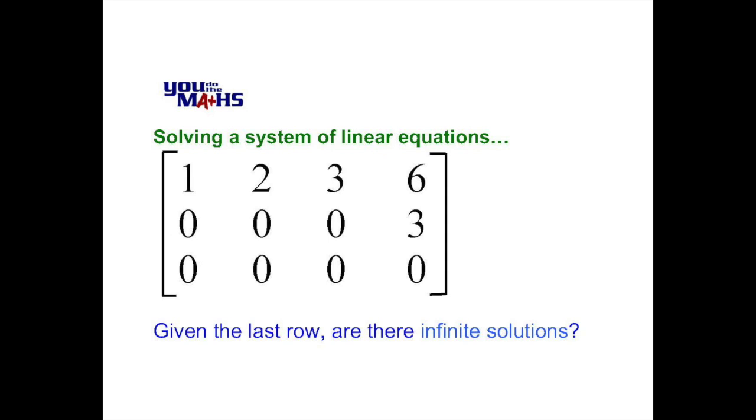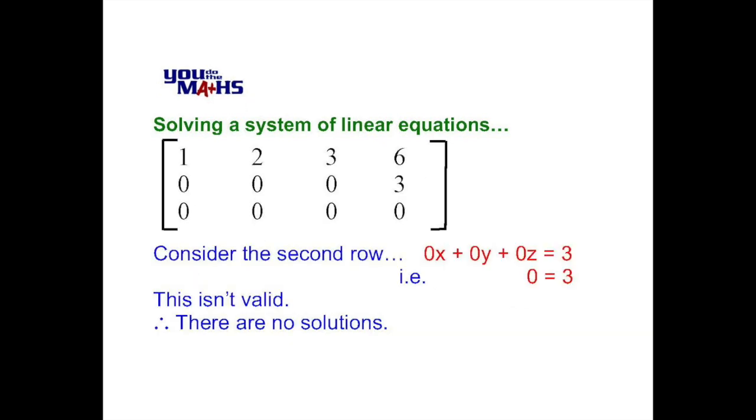Now if there are zeros in the last row, does that mean that there's infinite solutions? Well, normally yes, but we do have to investigate further, and the second row tells a different story. So the second row actually has the equation 0x plus 0y plus 0z equals 3. In other words, 0 equals 3. Now this isn't valid. So despite the last row, the second row indicates to us that there's no solutions.